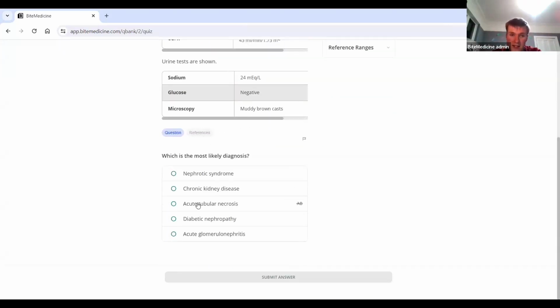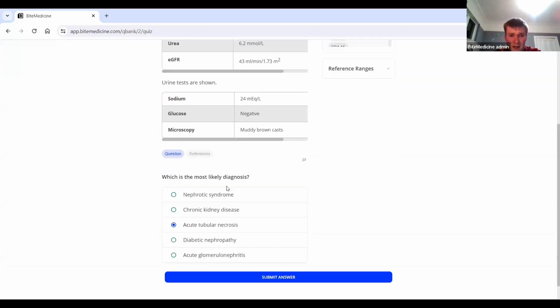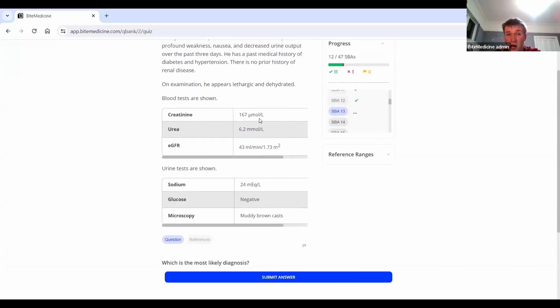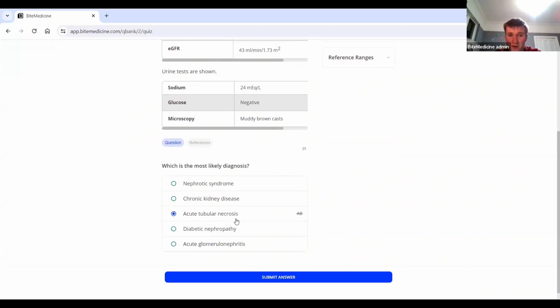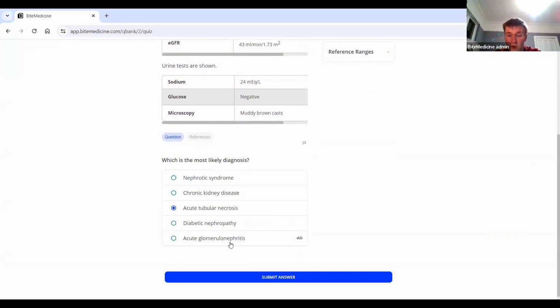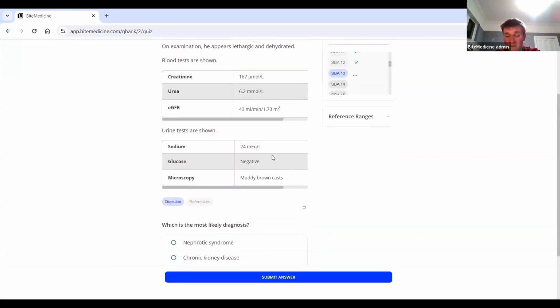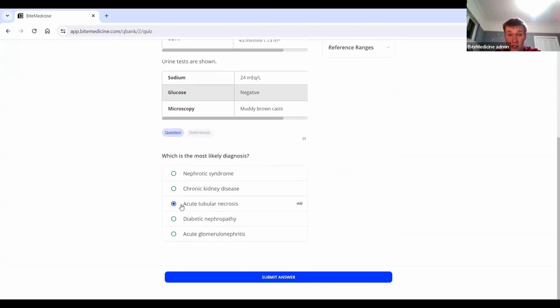So let's see, is it in our list? Yes, it is. Before we tick, let's look through the other options. Nephrotic syndrome, we're not given the protein in the urine, so I'm not punting for that with such little knowledge. CKD, yes, his eGFR is low, but we've got nothing to go off. There's no prior history of renal disease. Diabetic nephropathy, glucose is negative in the urine. We don't have an HbA1c. Acute glomerulonephritis, there's no blood in the urine. There's no other features to suggest it. So powers of deduction plus pathognomonic, got to be ATN.